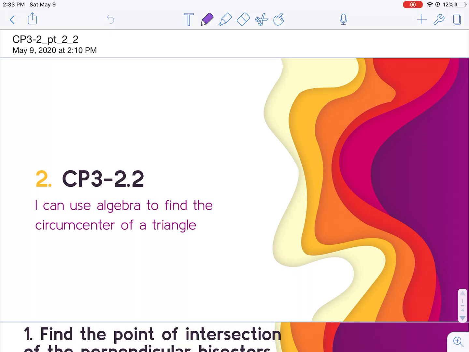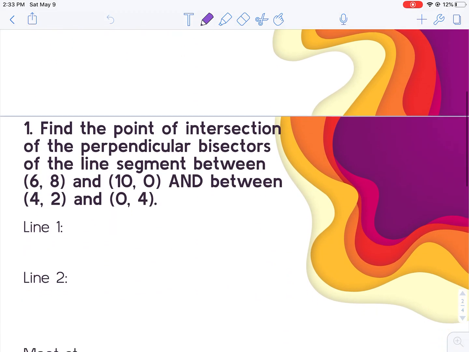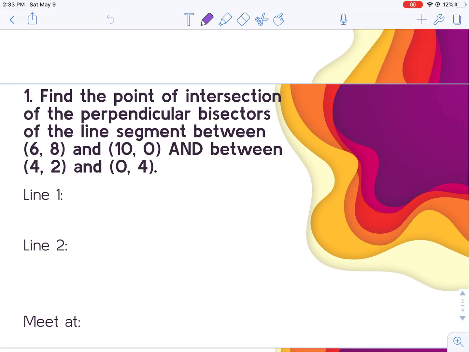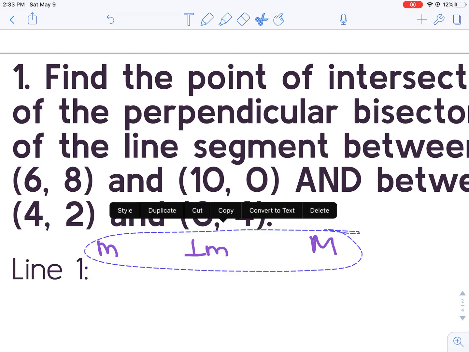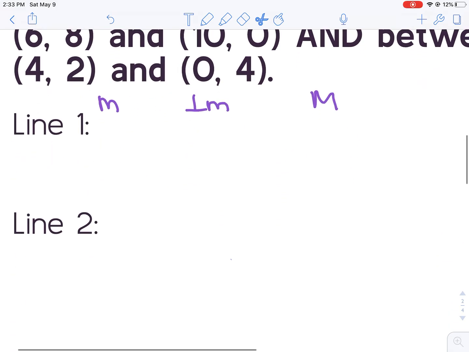On CP3-2 part 2, we're going to take CP3-2 part 1 a step further, and once we've found the perpendicular bisectors, we'll use them to find the circumcenters. So as to find the point of intersection of the perpendicular bisectors of two line segments. So we're going to start by figuring out, okay, what are the actual perpendicular bisectors? So just like yesterday, I need the slope, the perpendicular slope, and the midpoint. And I'm going to need that for both equations.